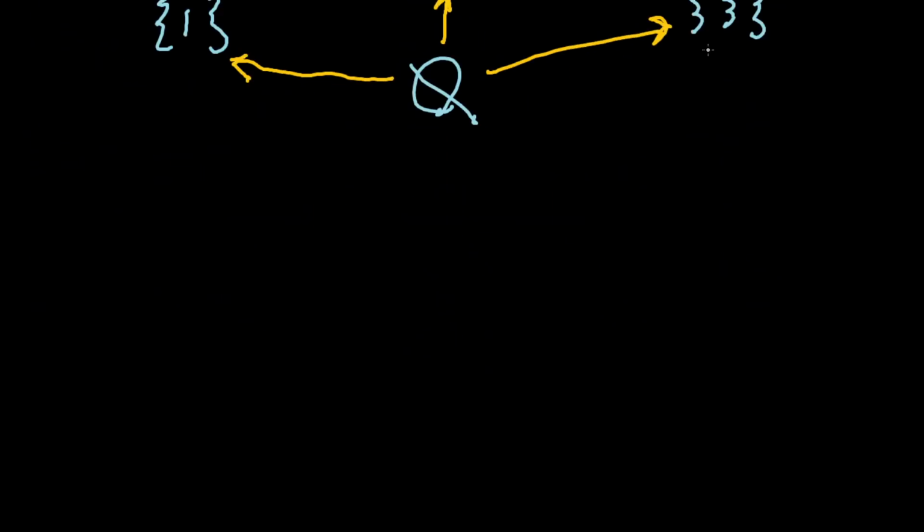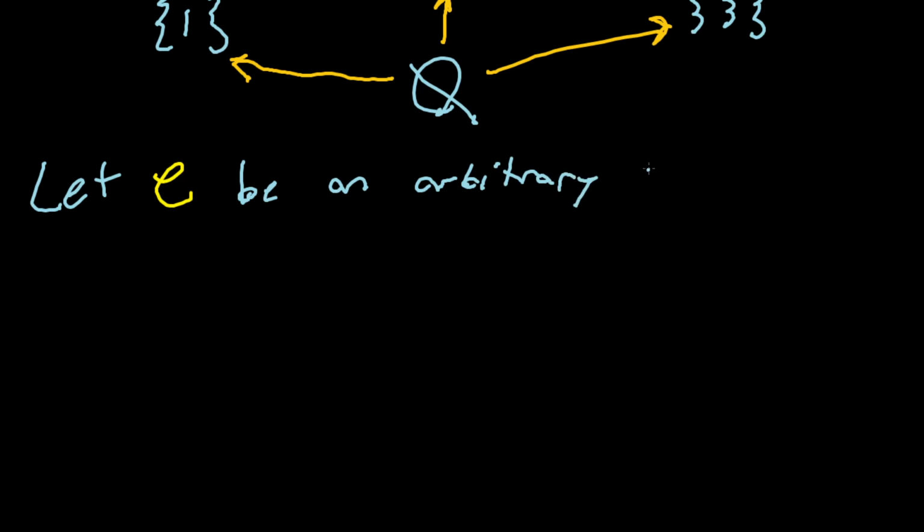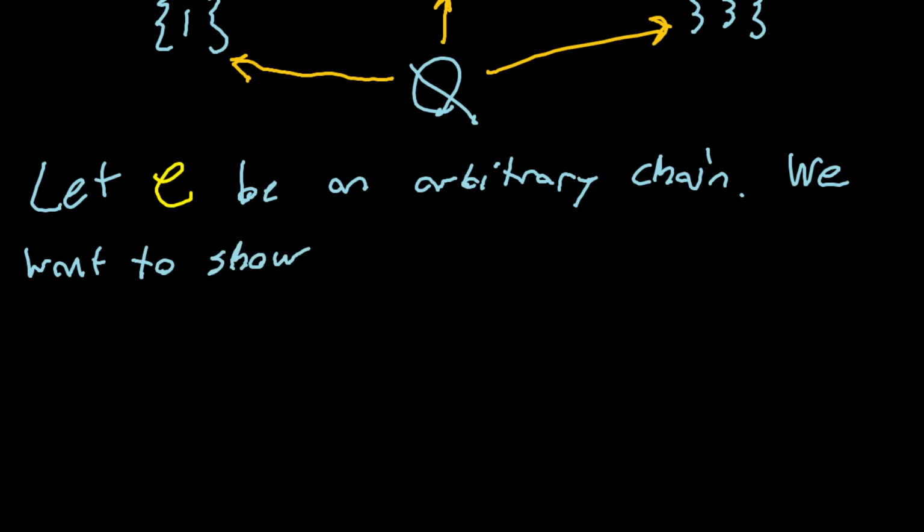Okay. So our proof will have to look like something along these lines. So we're going to let C be an arbitrary chain. And what we need to do is prove that, I'll even write this just to be explicit, we want to show C is upper bounded.